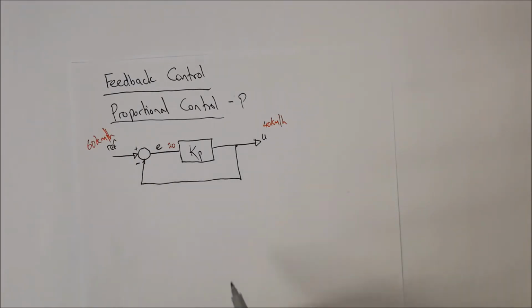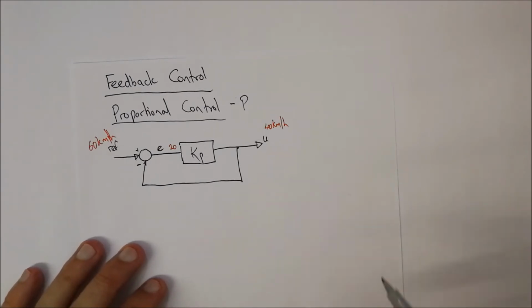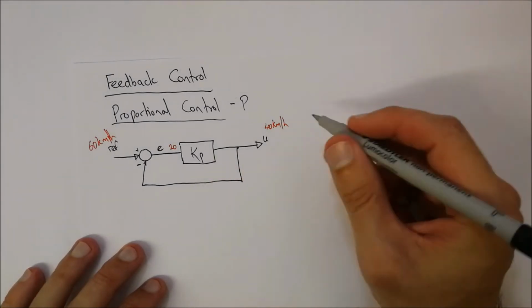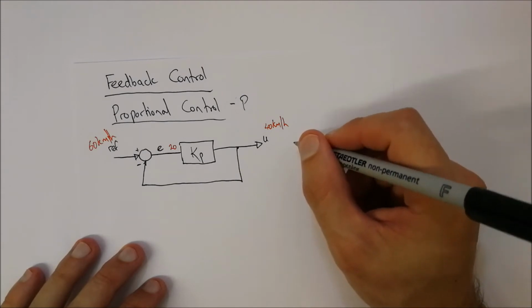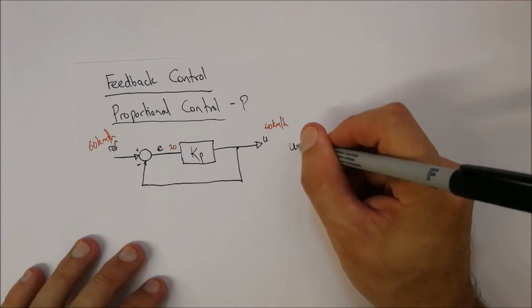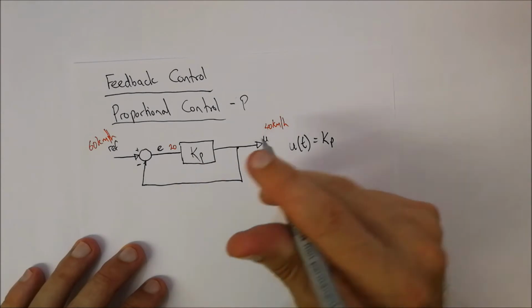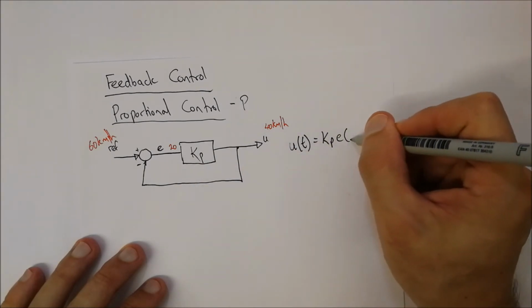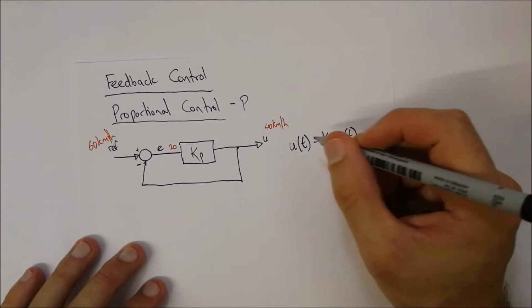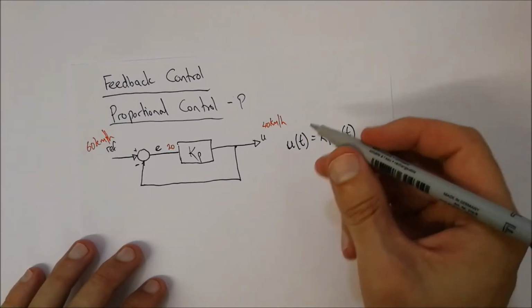If the error is small, it will be only a small increase needed on the output. Okay, so your common control theory textbooks would then have the equation for these proportional control feedback systems. U of t is equal to Kp, because there's that constant over there, multiplied by E of t. So E of t is our error.